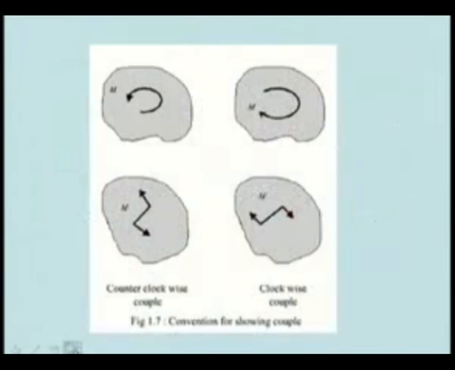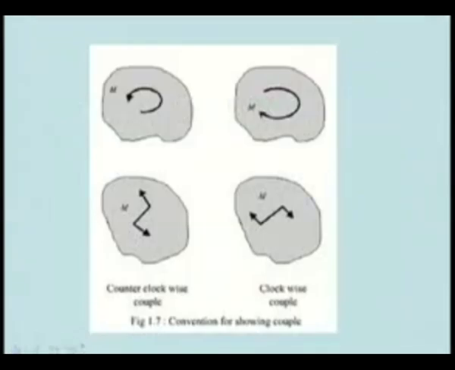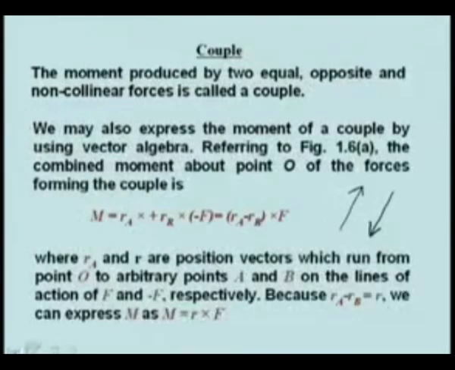We may express the moment of a couple by using vector algebra. Now, supposing these are the two forces acting here, and then if you have a point O, you join this point A and this point B. So, this will give you r A, and this will give r B.